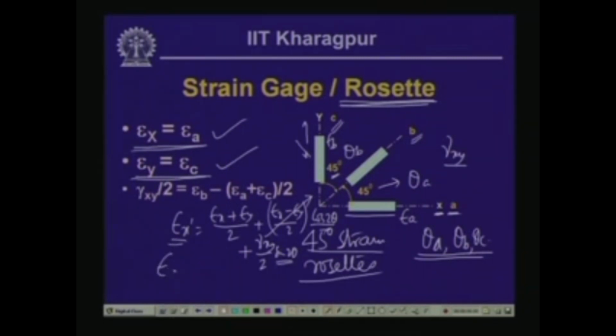which is epsilon B. So, epsilon B is equal to epsilon x, which is epsilon A, plus epsilon y, which is epsilon C. So, epsilon A plus epsilon C by 2 plus gamma xy by 2. So, from this it gives gamma xy by 2 is equal to epsilon B minus epsilon A plus epsilon C by 2. So, we get the value of epsilon x, epsilon y and gamma xy from the measurement of this particular type of strain gauge, and which can be utilized for evaluating the strain or the principal strain at that particular point, and those principal strains can be utilized for evaluating stresses at that particular point.